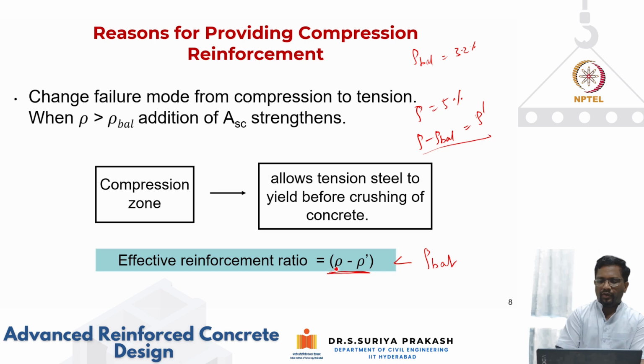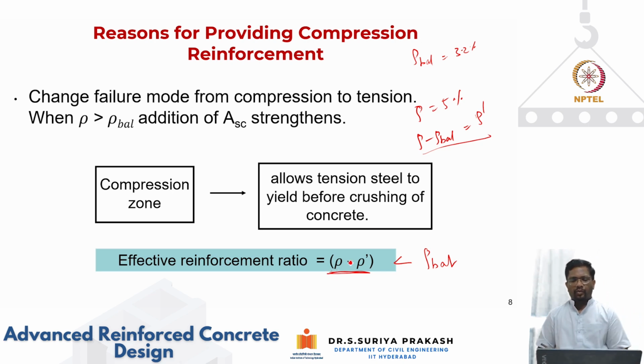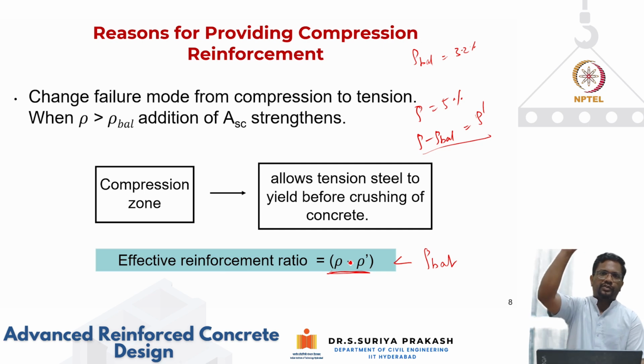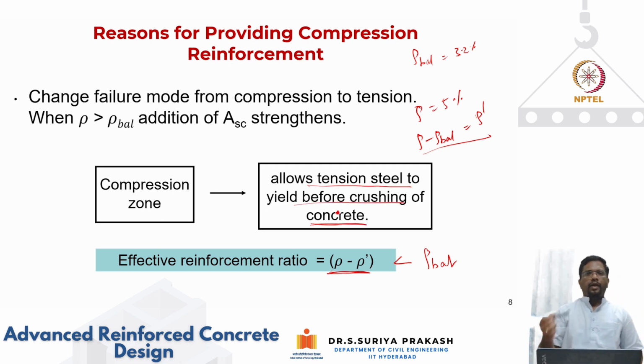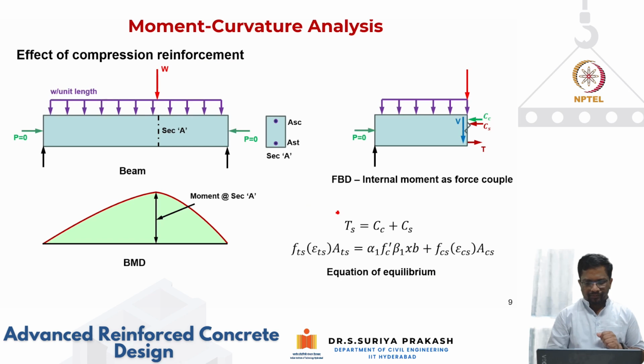Okay. So previously, if I'm putting, let's say, 5 percentage, then what is the rho prime that I need to put? It is going to be 5 minus 3.2, 1.82 percentage of steel that I put on the compression side. Then I can go up to 5 percentage on the tension steel, okay, tension side. So this helps in allowing the tension steel to yield before concrete crushes, or I can put more steel, still I can retain the under reinforced failure mode.